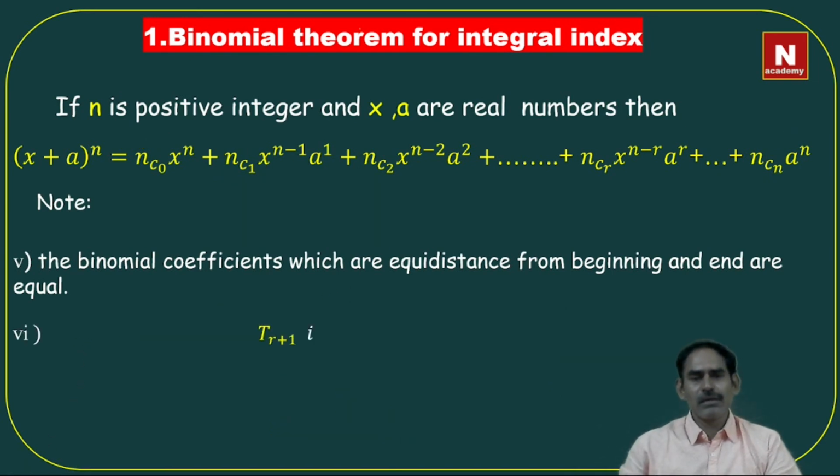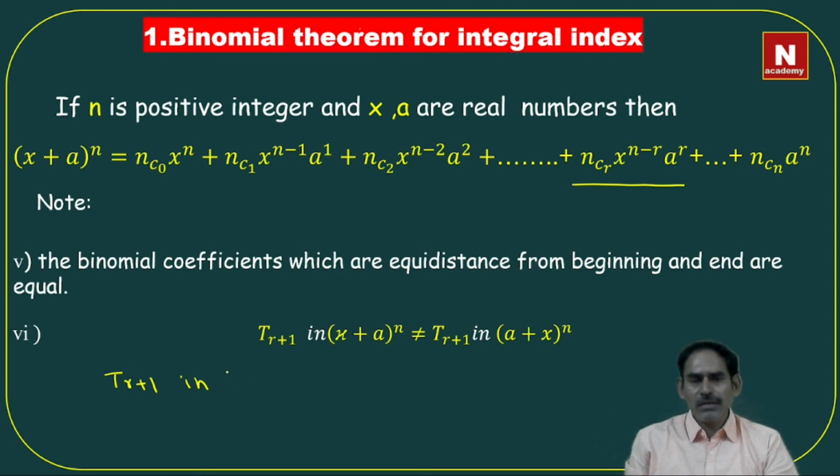Note number 6: the (r plus 1)th term, T(r+1) in (x plus a) whole power n, is not equal to T(r+1) in (a plus x) whole power n. These are not equal. Why? You already know that this is the (r plus 1)th term in the expansion of (x plus a) whole power n. T(r+1) in (x plus a) whole power n equals nCr x power (n minus r) a power r.